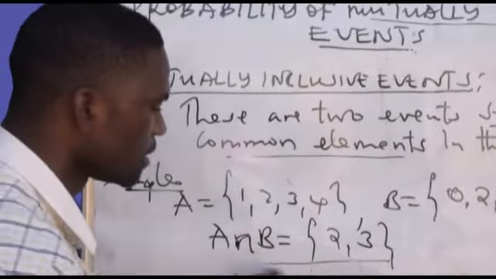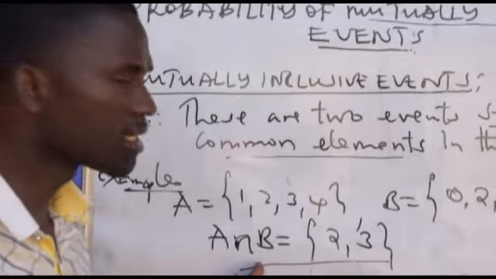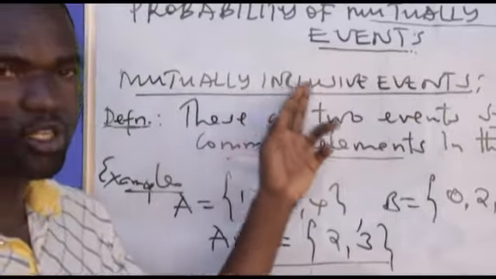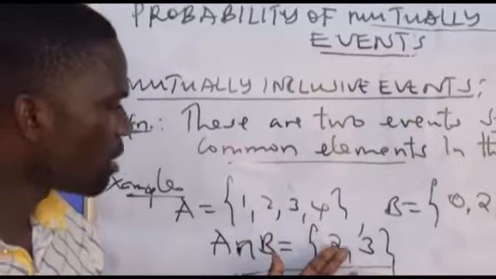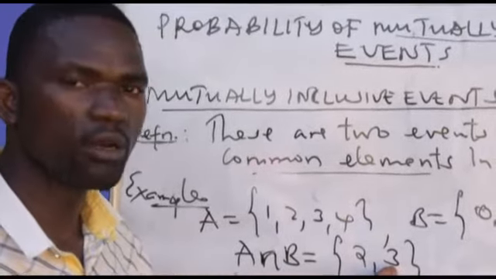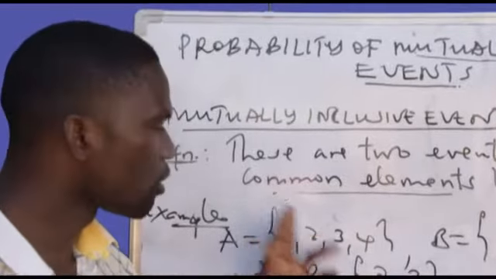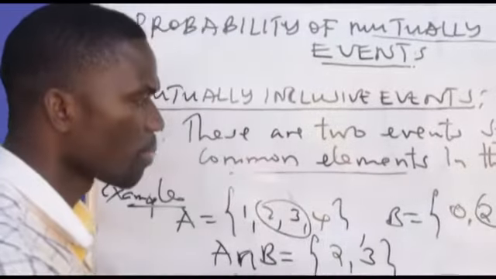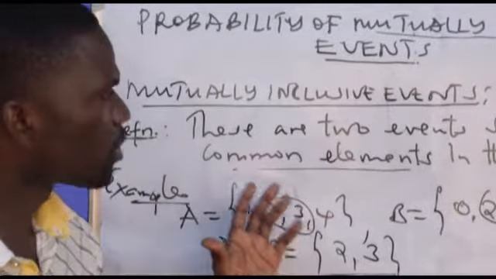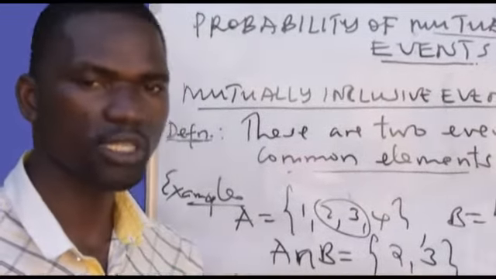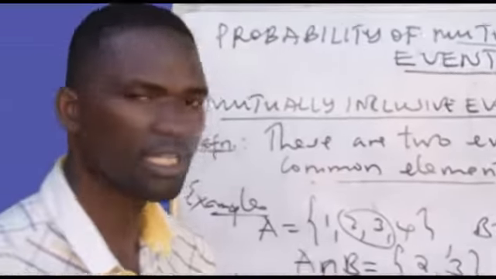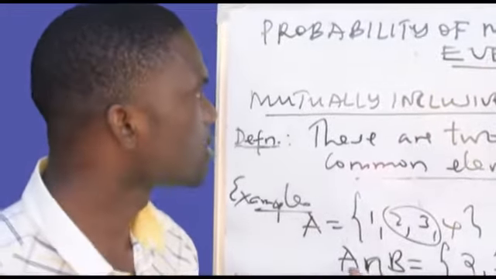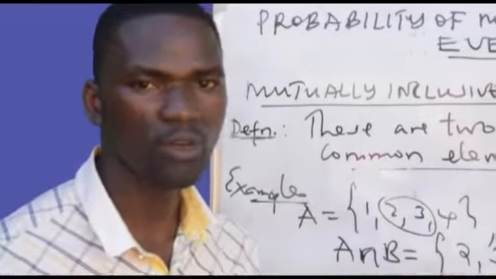So this is the indication that these two sets A and B are mutually inclusive events. Members 2 and 3 are found in set A, and also these two members 2 and 3 are found in set B. So if you want to conclude that two events are mutually inclusive, the main factor is that they should have common elements in them. So our interest is to find the probability of these kinds of events.